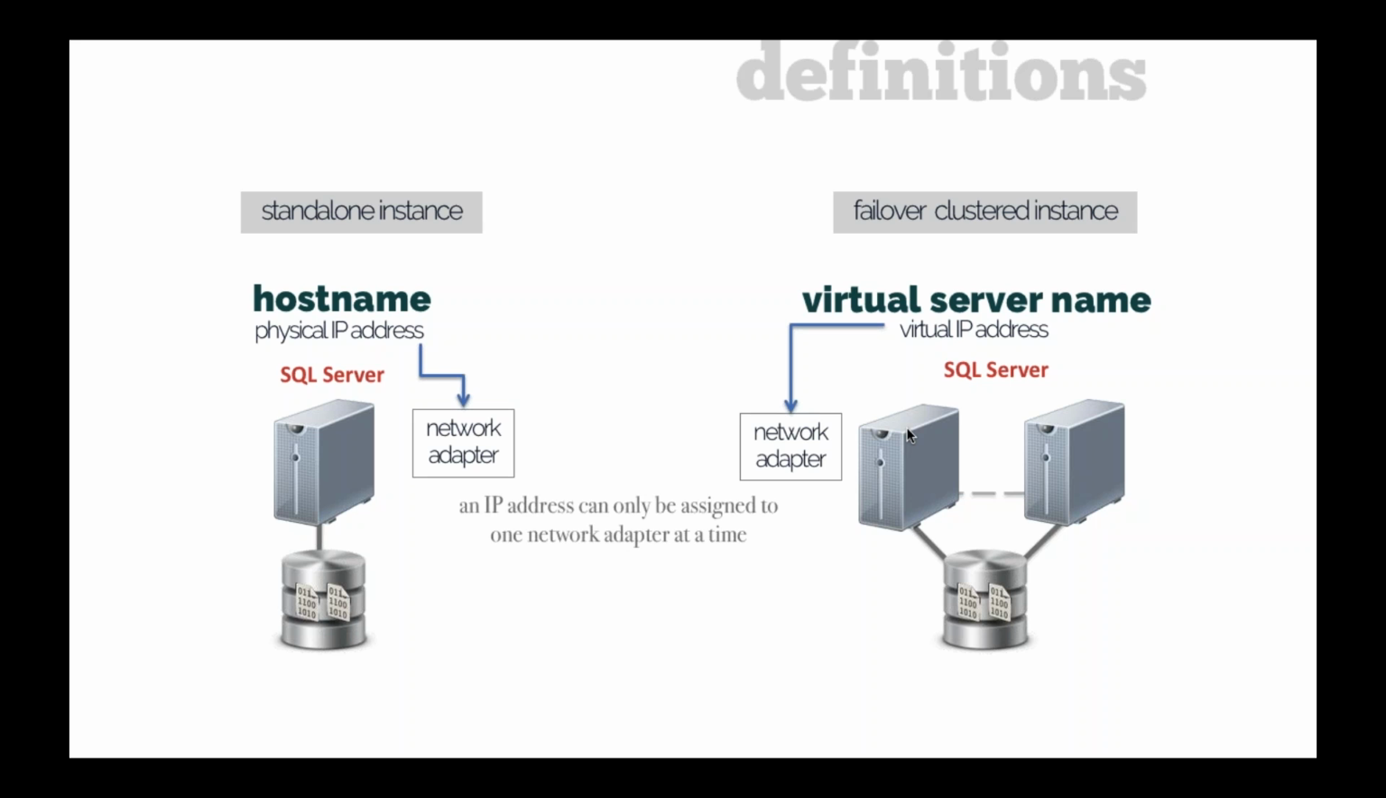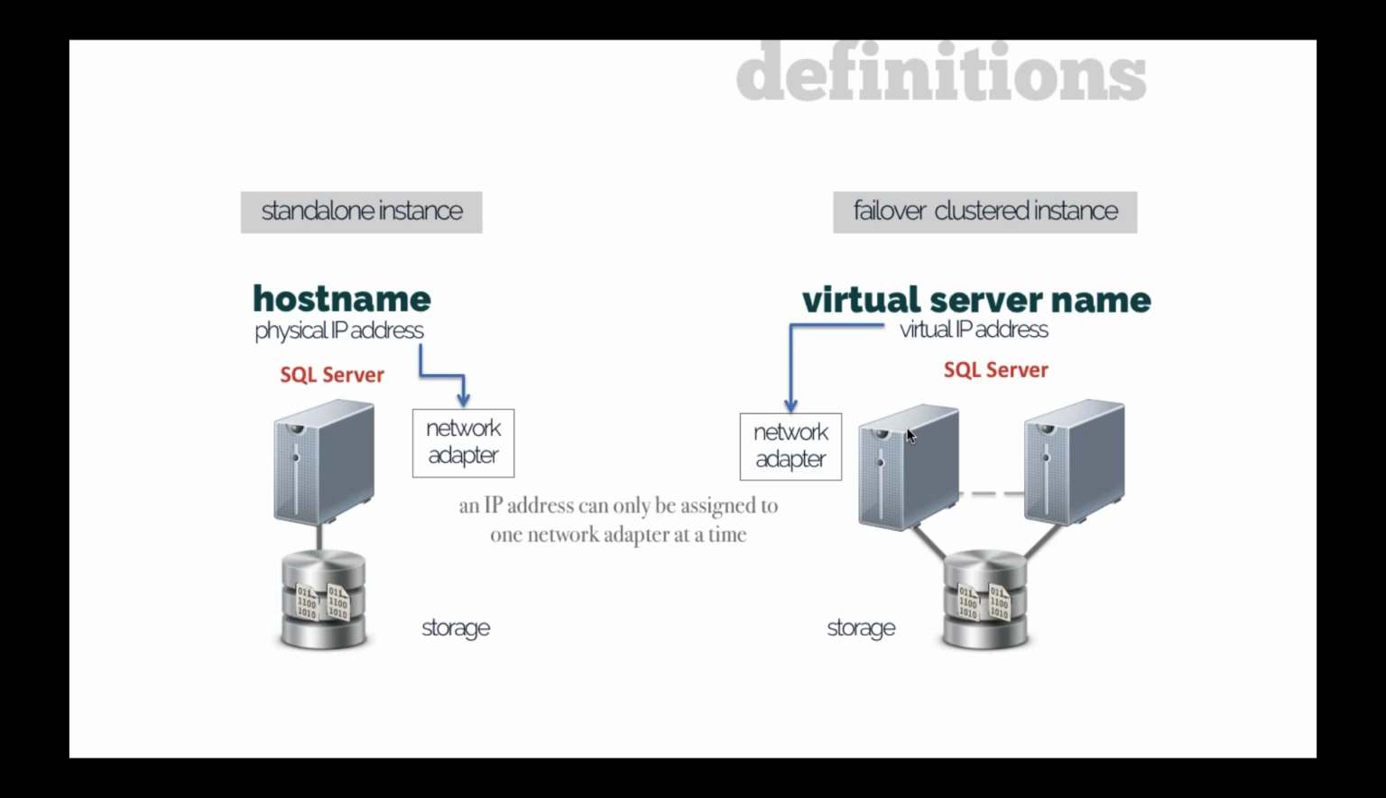Key point here: an IP address can only be assigned to one network adapter at a time. This is one of the reasons why, in your network, if the network identifies a duplicate IP address, you would see a prompt telling you there's a duplicate IP address in the network. Okay, but then a network adapter can have one or more IP addresses. The fact still remains, an IP address can only be assigned to one network adapter at a time.